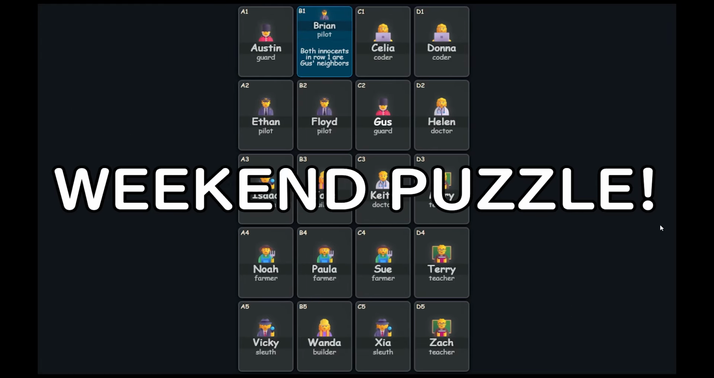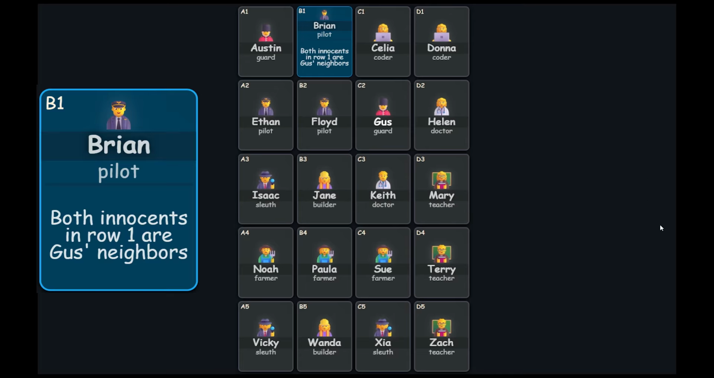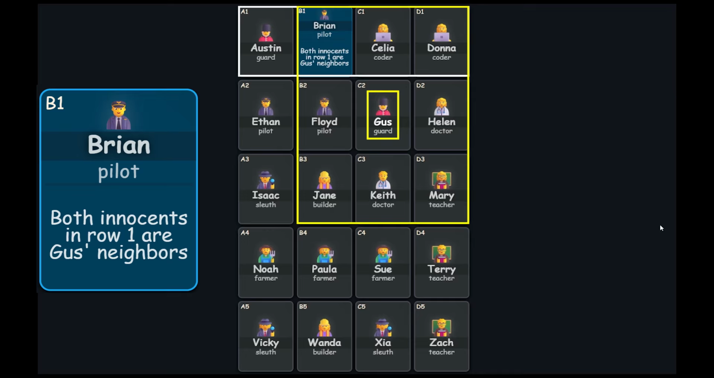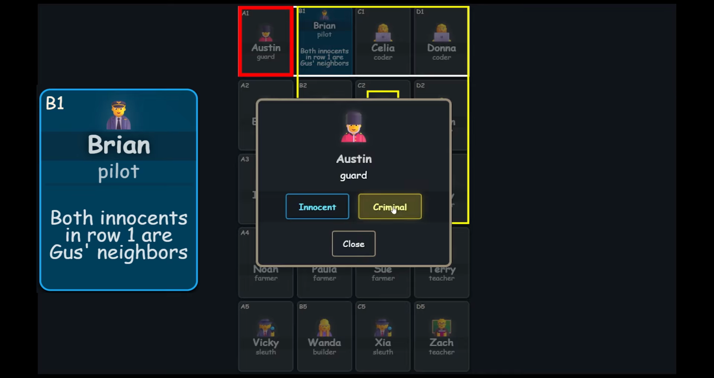It's weekend again, and that means difficult puzzles. Let's try our best. Both innocents in row 1 are Gus' neighbors. Mark Austin as a criminal.